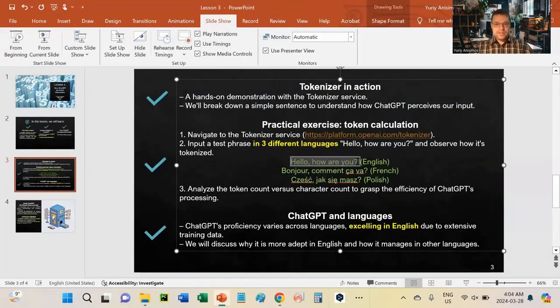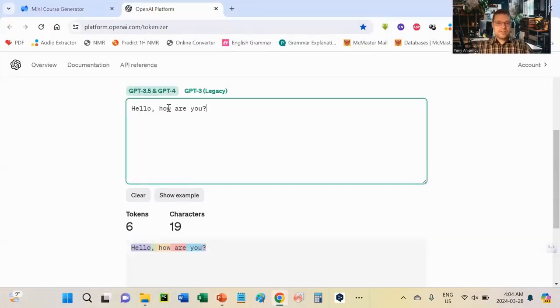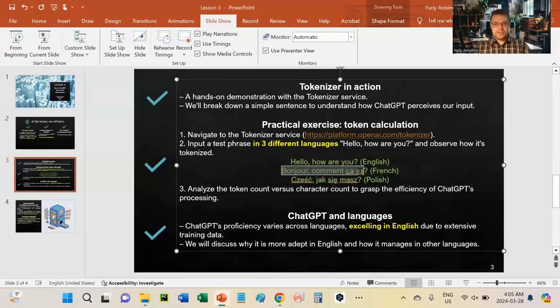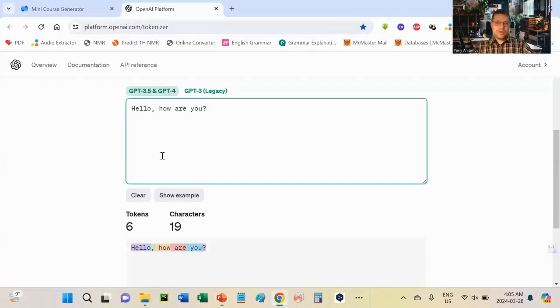We'll type 3 phrases in different languages and see how ChatGPT can handle them. In English: hello, how are you? It takes 6 tokens, and here in color they're highlighted. You see that the 4 words, hello, how are you, are 4 different tokens, plus comma, plus a question sign. That's how ChatGPT thinks in English. It thinks in words. If we select another language, let's say French, bonjour, comment ça va, means hello, how are you? Again, the same number of tokens. Again, 4 different words are 4 tokens plus comma plus question sign.